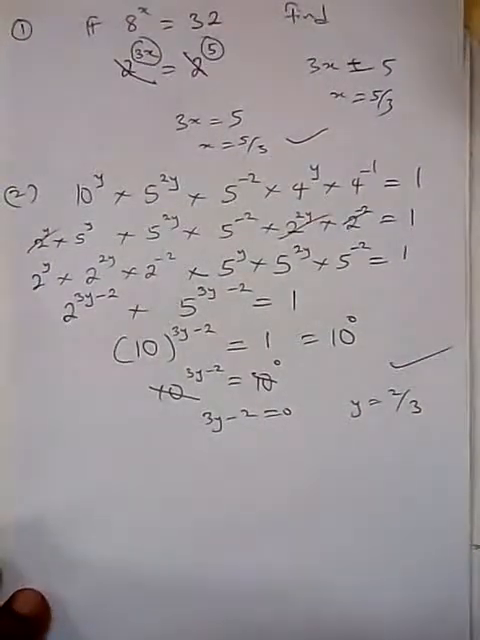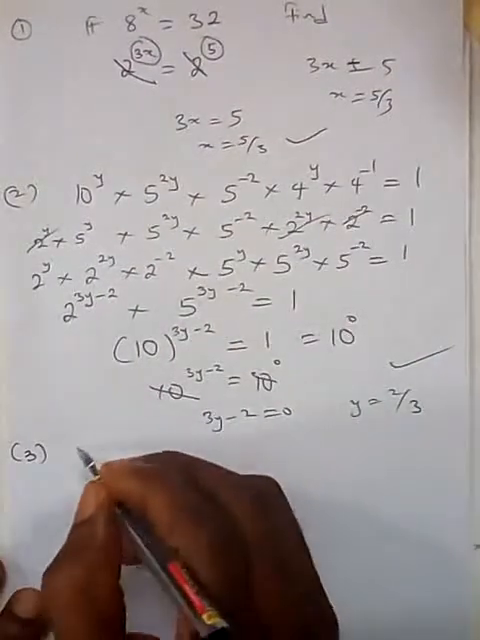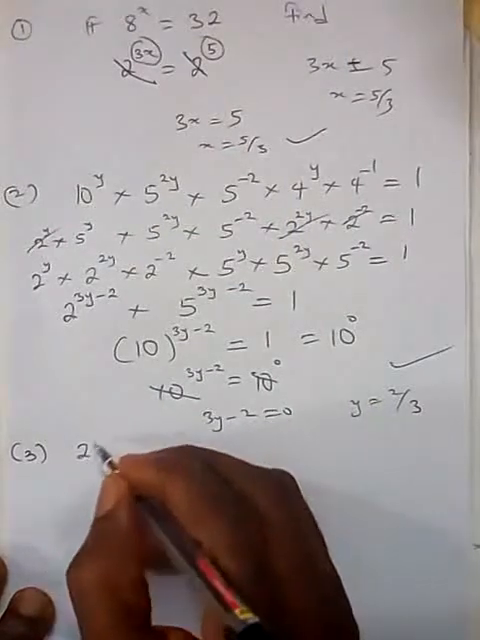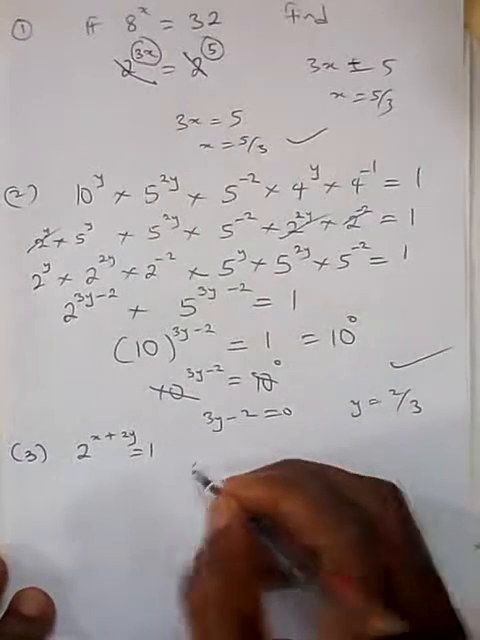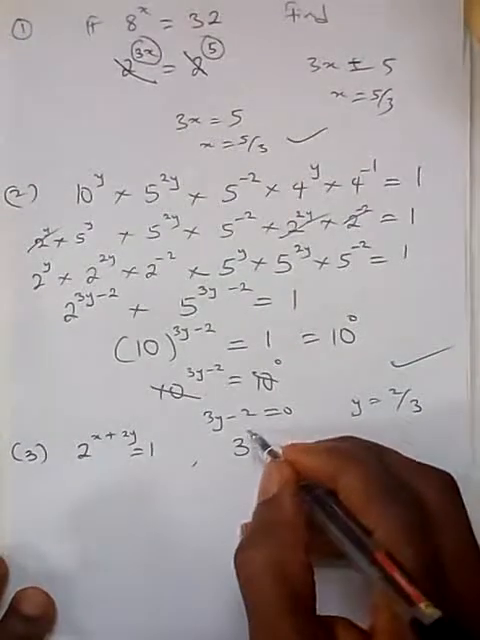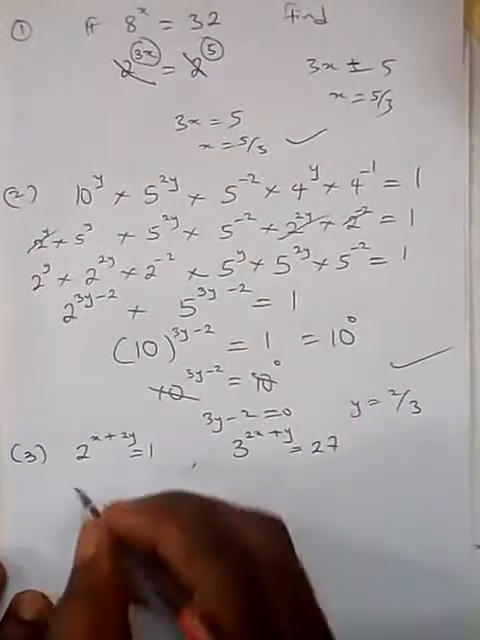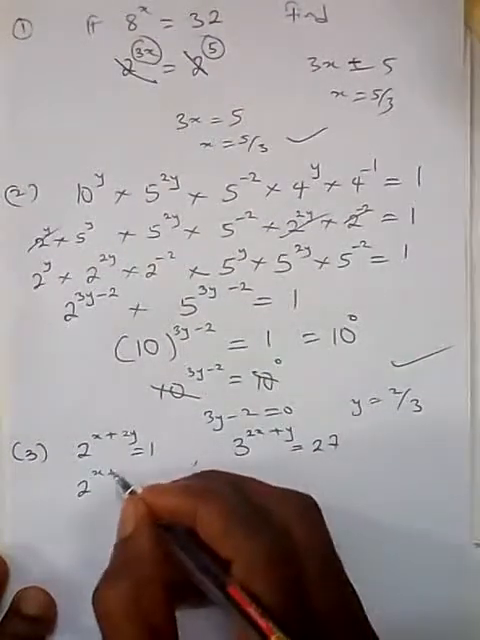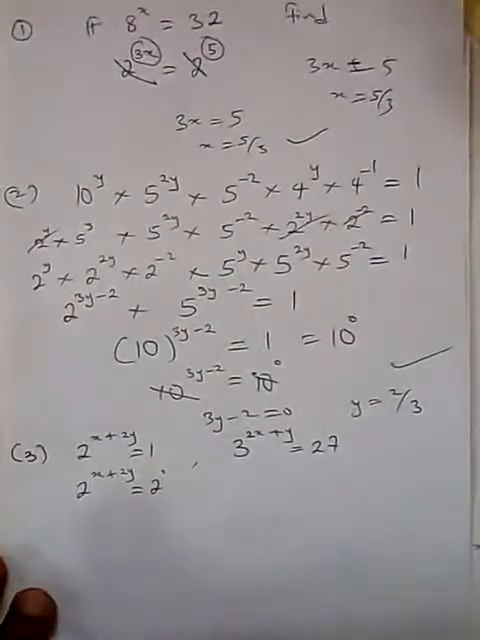The next question says we should solve the simultaneous equation. Solve the simultaneous equation: 2 raised to power x plus 2y is equal to 1, and 3 raised to power 2x plus y is equal to 27. Okay, this is 2 raised to power x plus 2y is equal to 1, which is 2 raised to power 0, and 1 is 2 raised to power 0.